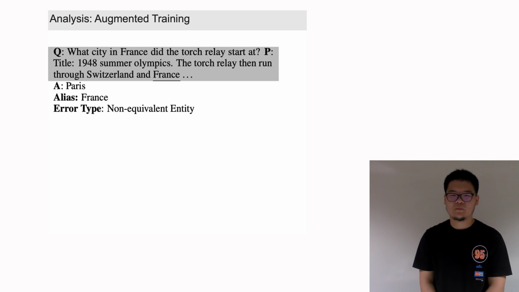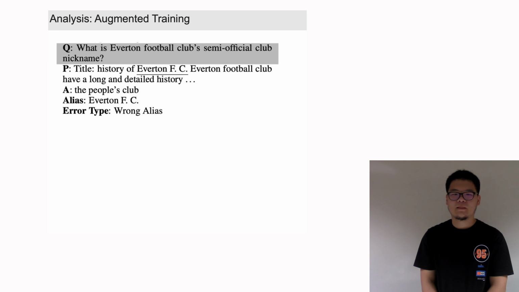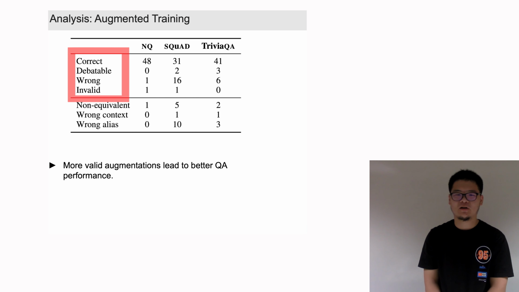For the first example, the alias France is not really equivalent to the original gold answer Paris, and so it is not a correct answer for this question. For the second example, the context that the alias is coming from is not really answering the question. For the last example, the question is asking for a specific alias, which is different from the alias in the answer set. After examining 50 such examples, we classify them into 4 categories: correct, debatable, wrong, and invalid questions that are unanswerable due to annotation errors.